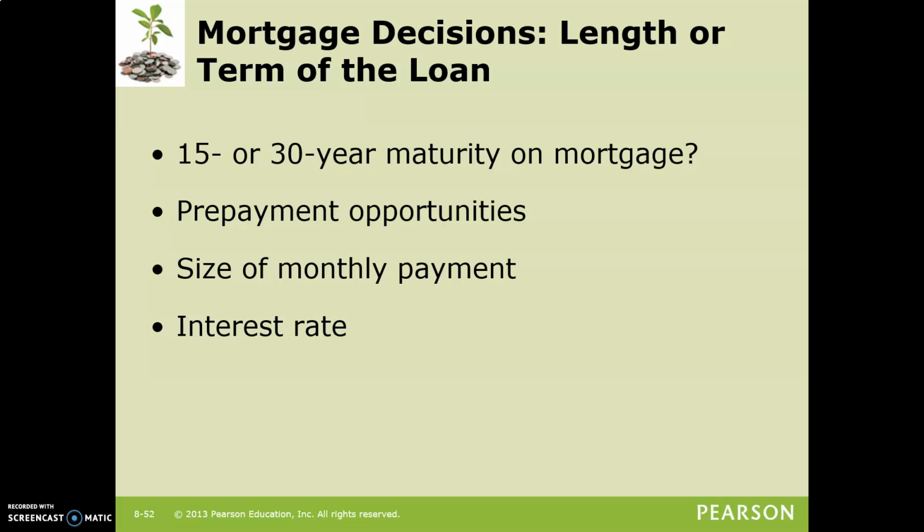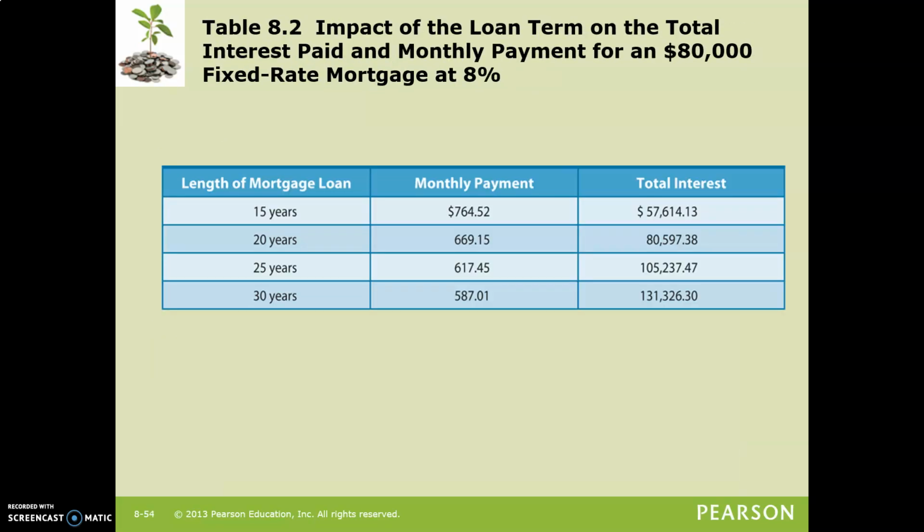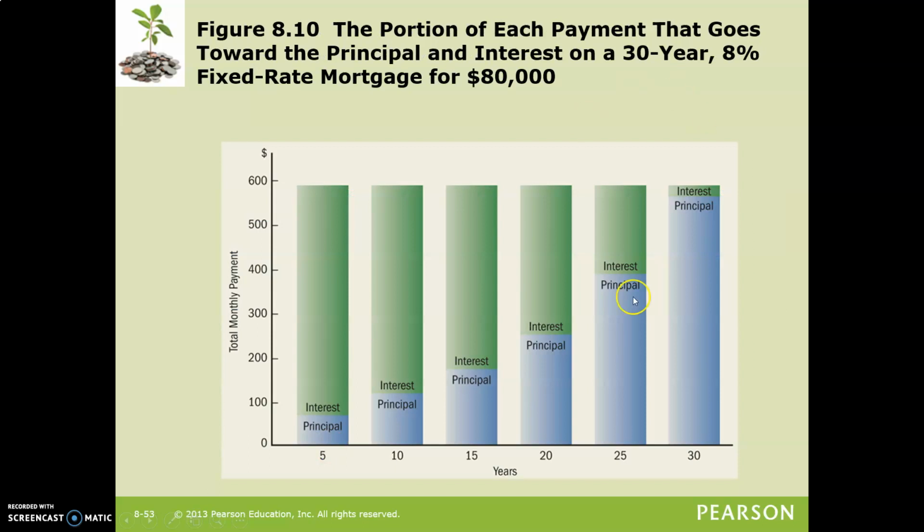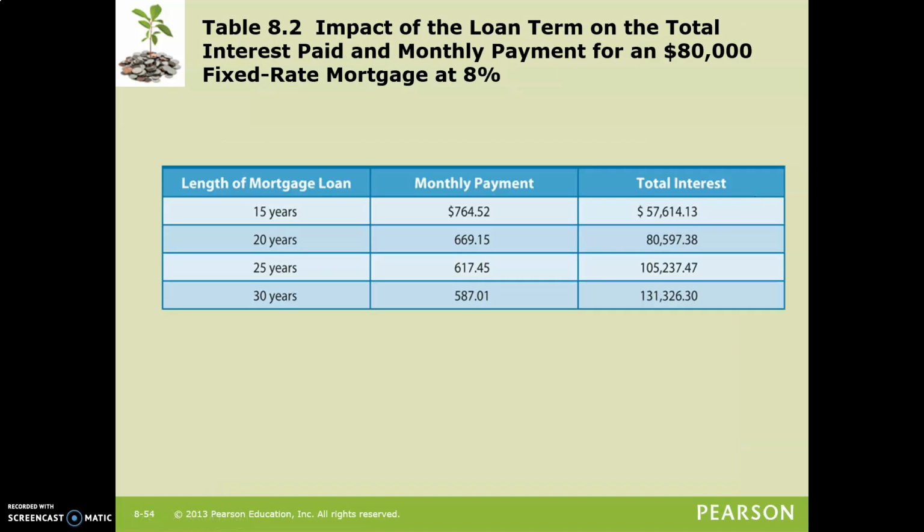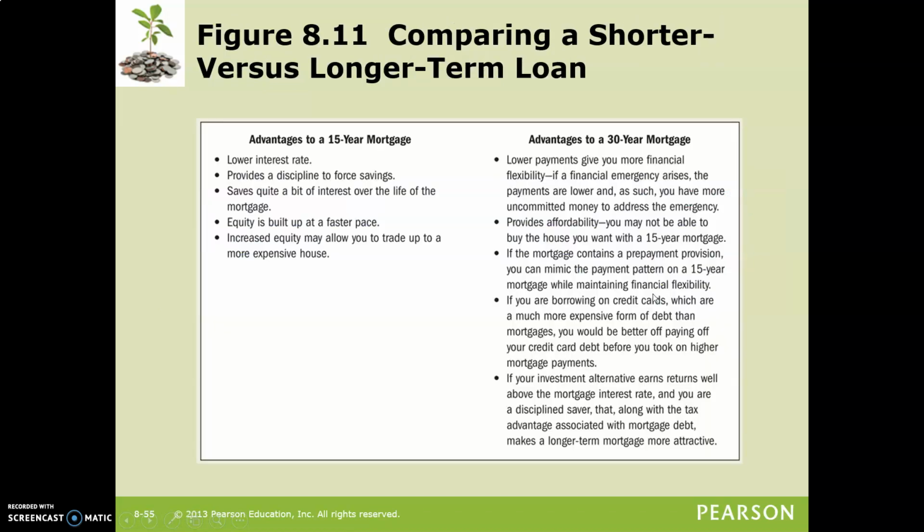So these are some of the things. If you take a look at the portion of each payment in the earlier years, it goes mostly to interest rather than principal, and the principal portion rises towards the end. This is the impact of loan term on the total interest paid. Shorter terms require a higher monthly payment and smaller interest. A longer term, 30 years, means a lower monthly payment but the highest interest. So these are the differences when you compare short-term versus long-term loans. You should be able to read this one.